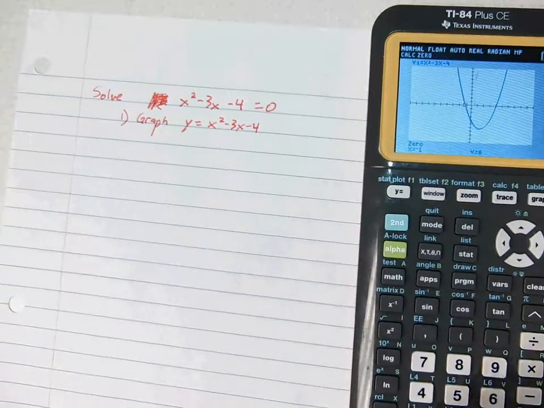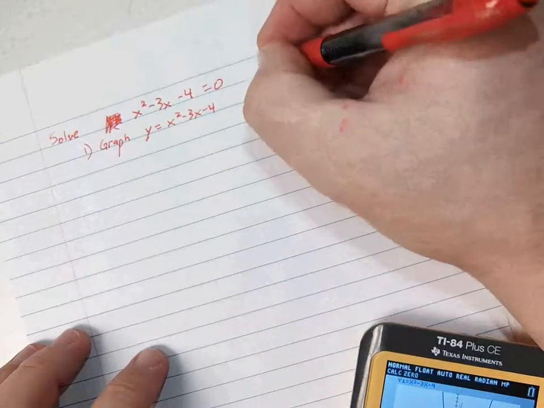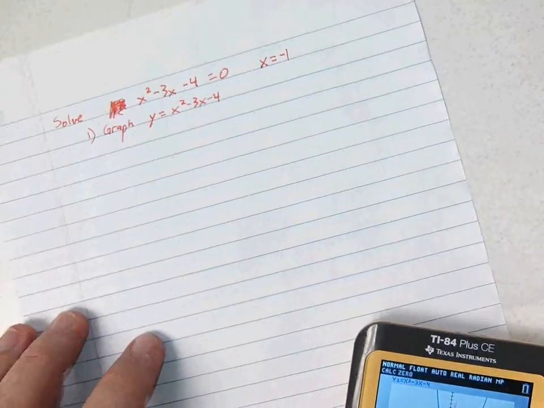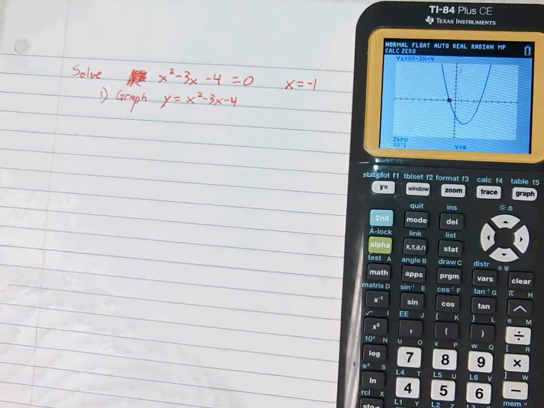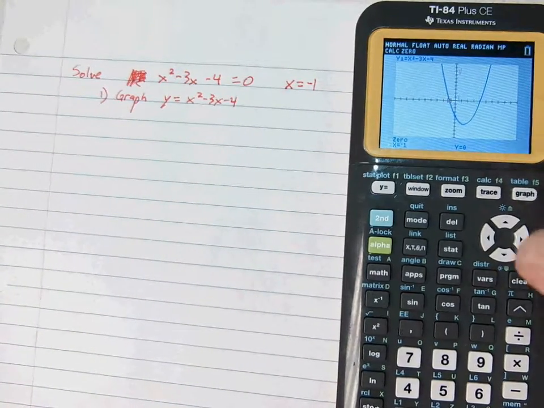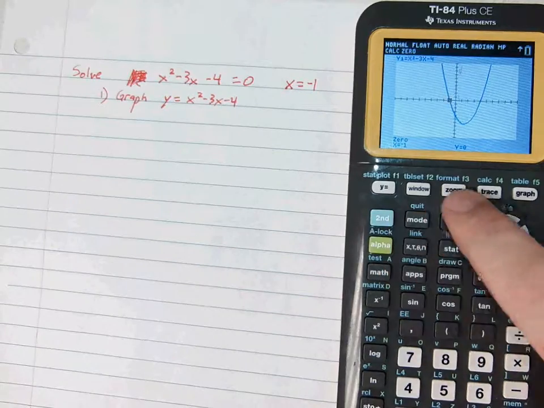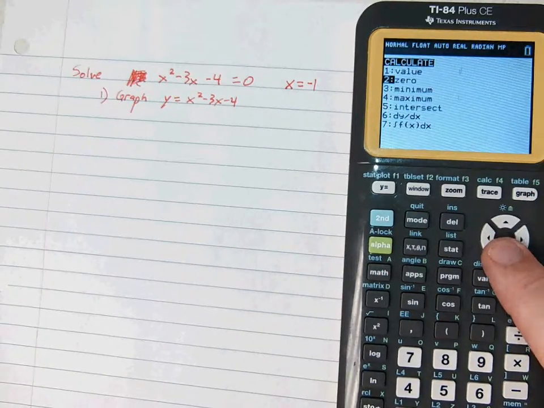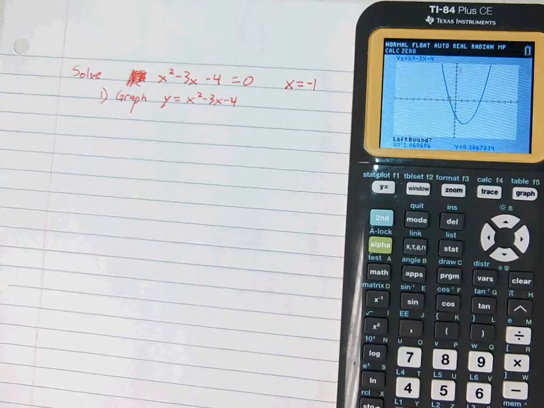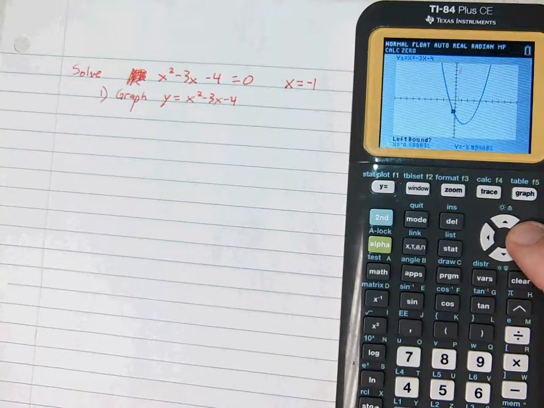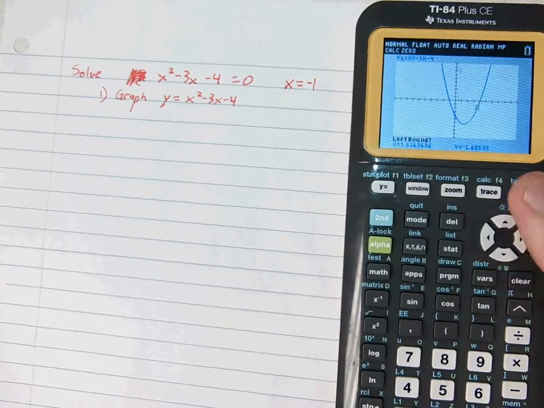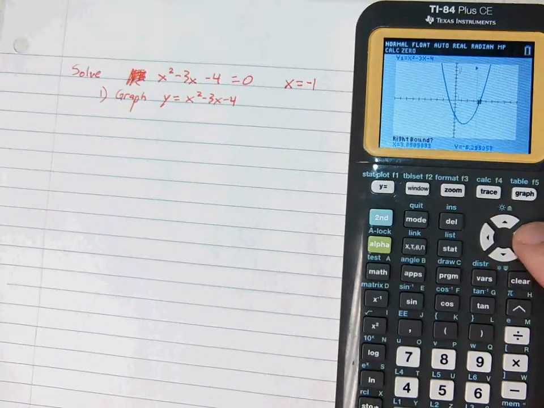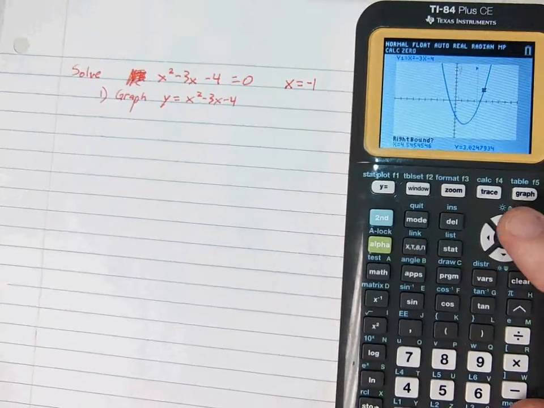Was that the only x-intercept? No, but there's one of them. I also have to give the other one. So I repeat that process now. So second, trace, 0. This time move your cursor over by the right one. It's asking for left bound, so do a few clicks to the left, hit enter. And go back to it, a few clicks to the right for the right bound, hit enter.